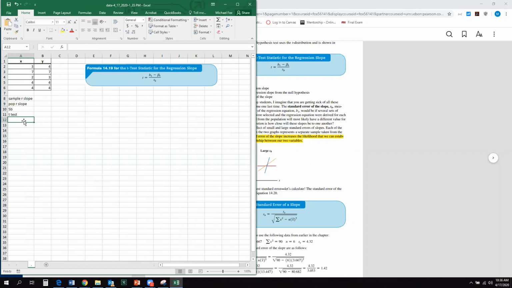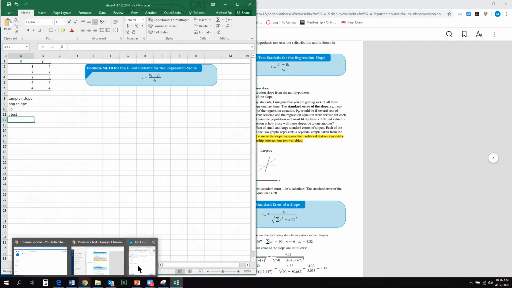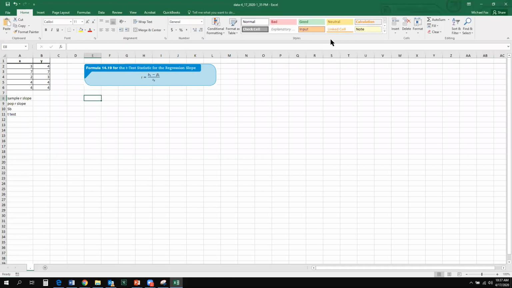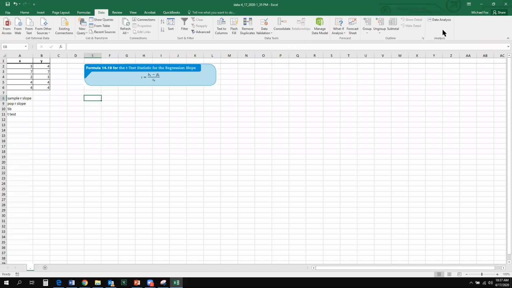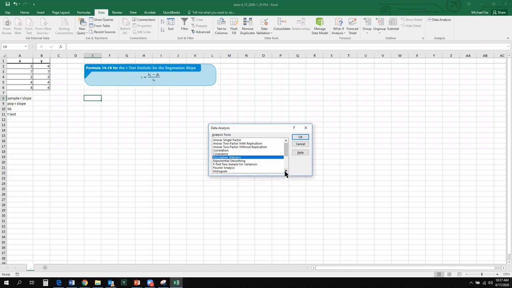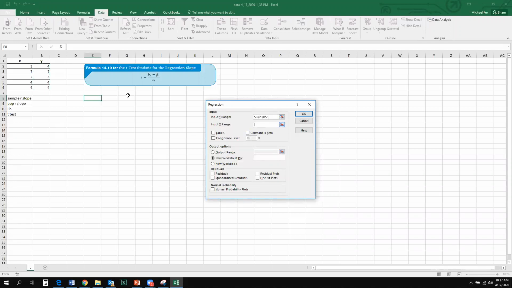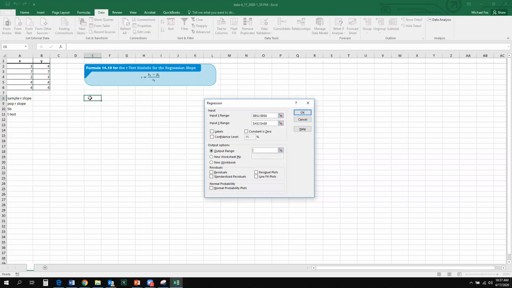All right, so let's figure this out. First of all, let me bring the problem back up. Our sample slope is given right here, but we can also use Excel: data analysis, and then we'll choose regression. Our Y range will be the Y data, and our X range will be the X data. Then we tell it where we want to output this information, right here.